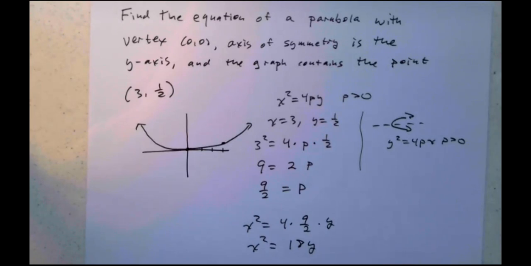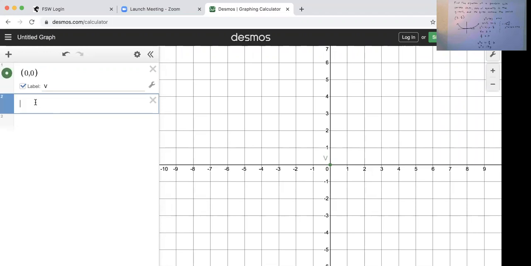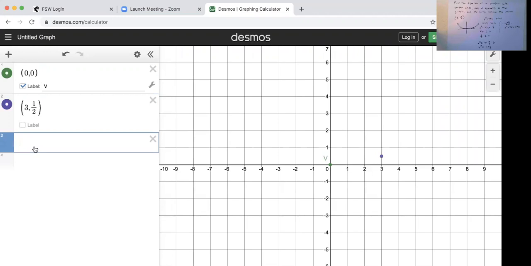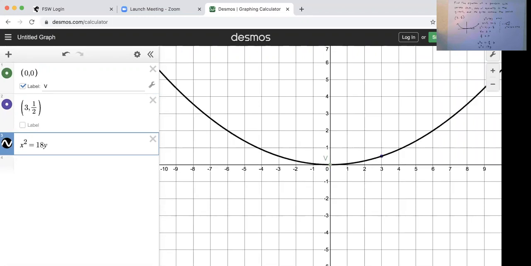So let's take a look at the graph and see if indeed that goes through those points. We're claiming we have a vertex at (0, 0). We are claiming we have another point, which is (3, 1/2), which is here. And I hope the equation x squared equals 18y goes through those points. X squared equals 18y. And it sure does. Very nice.